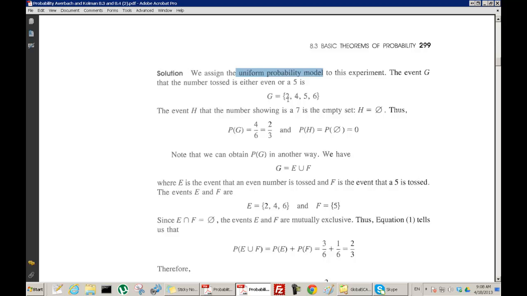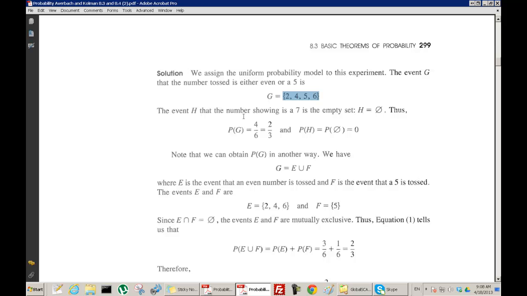It means that what? All of the outcomes are equally likely. So all the faces on the die have the same probability. In other words, they all equal 1/6. The event G, that the number tossed is either even or a 5, is this event.